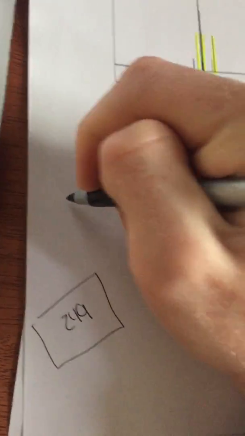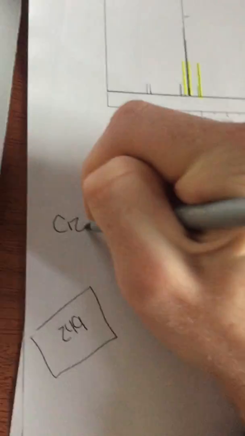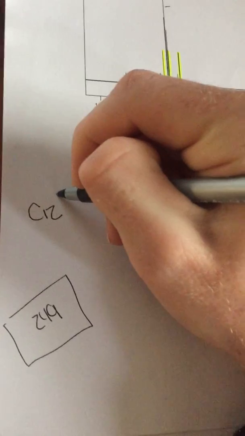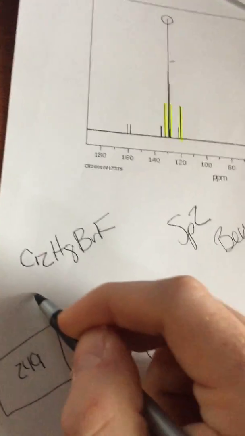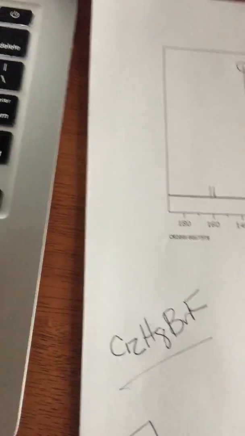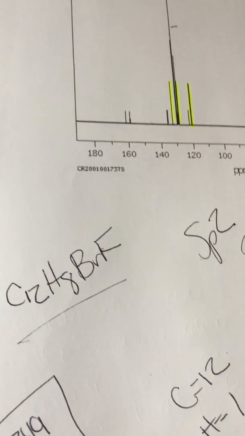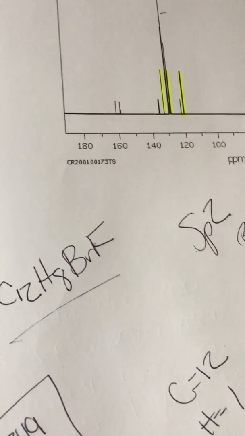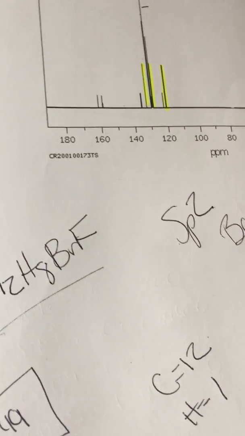So we can hypothetically say that there's 12 carbons, which gives us 144, and then 8 hydrogens, which would give us 8, and then 1 bromine and 1 fluorine. So we're going to go with this, and we can always change this up if this is wrong. So let's try to draw out a structure using benzene's sp2, 12 carbons, and 8 hydrogens, and see where that gets us.